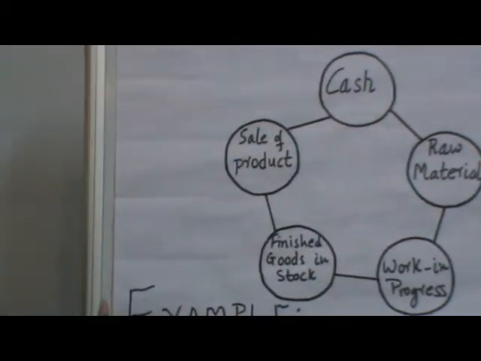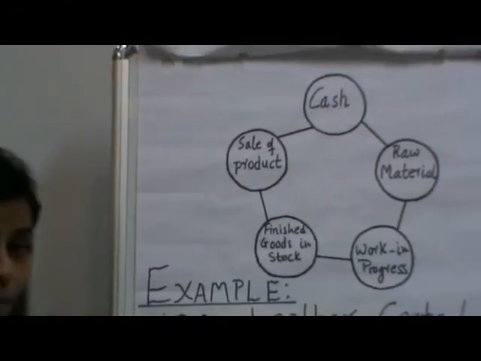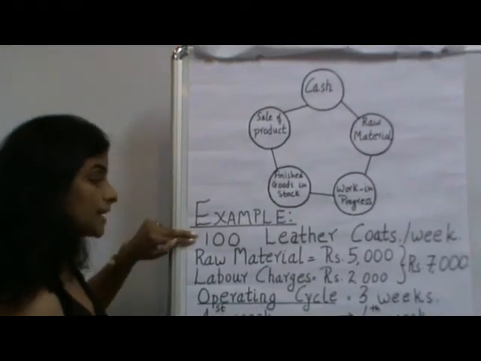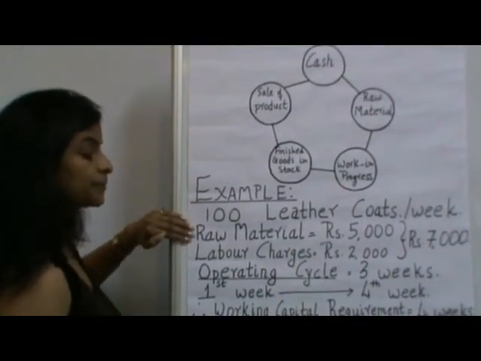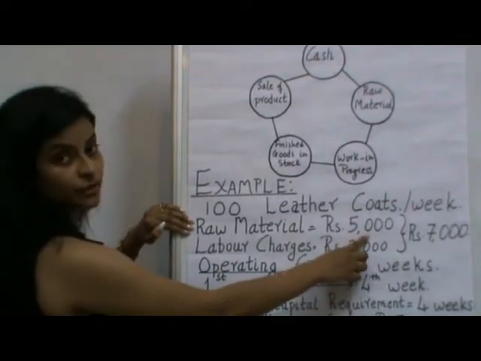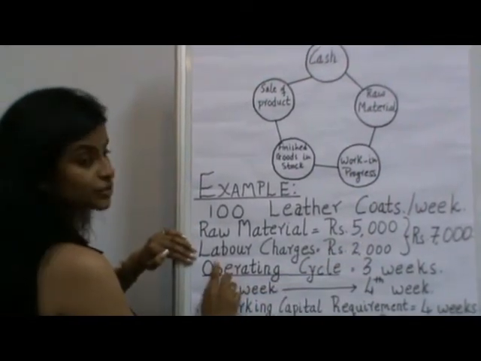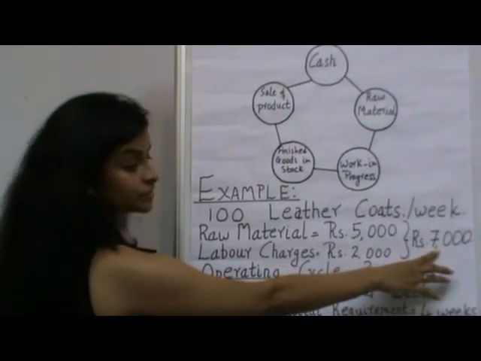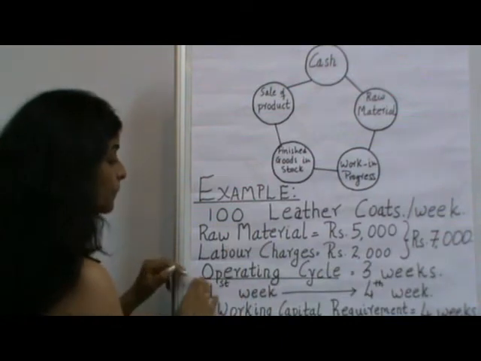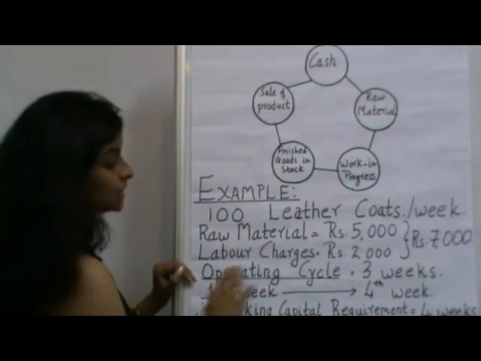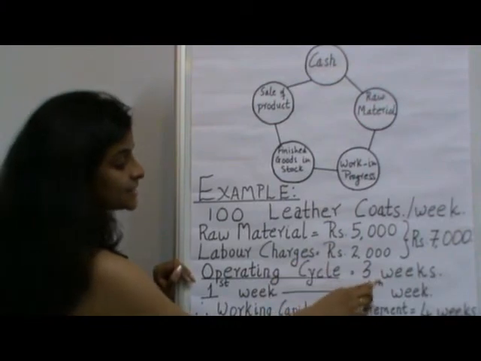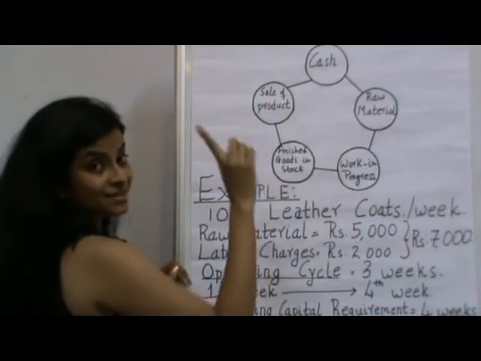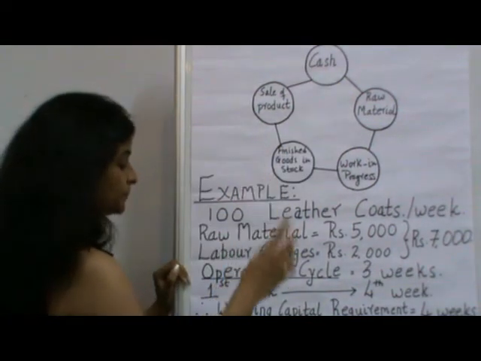Now let's understand this with an example. Suppose you target to make 100 leather coats per week. In order to make 100 leather coats per week, you require raw material worth rupees 5,000. The labor charges are rupees 2,000. That totals up to rupees 7,000. The operating cycle, for example, for this process is 3 weeks, which means this cycle, in order to complete once, takes a time of 3 weeks.